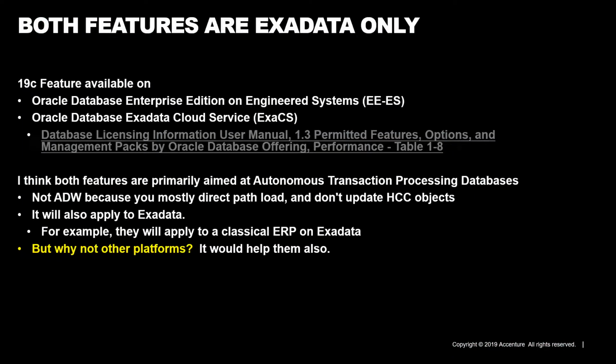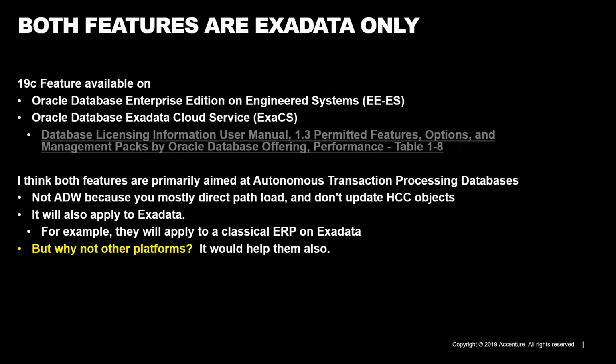So, in conclusion, both of the features I've talked about today are Exadata features. I think they're primarily aimed at the autonomous transaction processing databases, not so much the data warehouse, because you tend to do direct path load and then not update the hybrid columnar compressed objects. And it will apply, therefore, to other forms of Exadata.